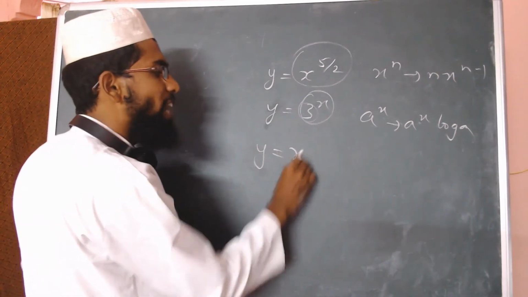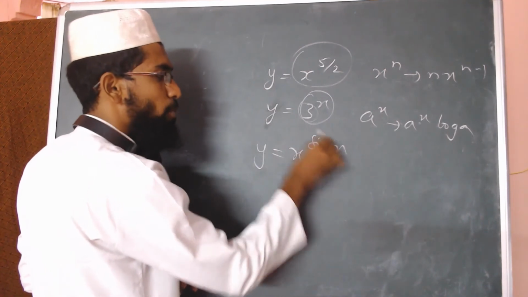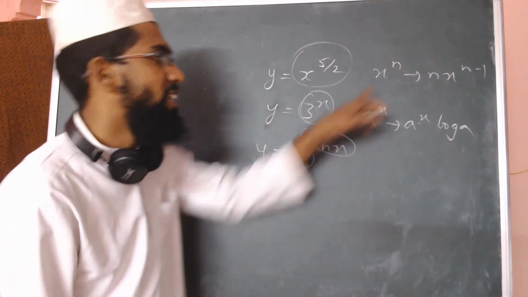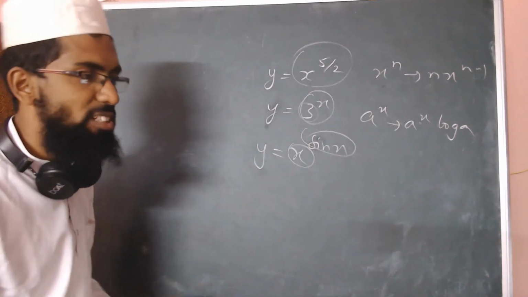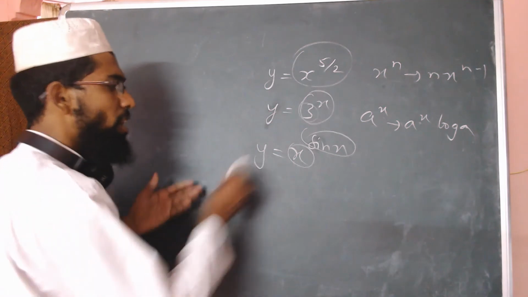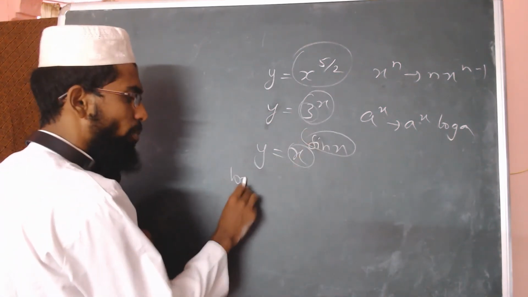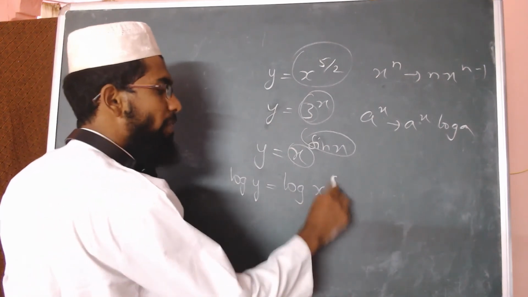What if both are variables, like x power x or x power sin x? If both are variables, I cannot use this formula as well as that formula. So for these cases also, we'll use the concept of logarithmic differentiation. This power is a problem. So if I take log on both sides, I'll have log y equal to log of x power sin x.